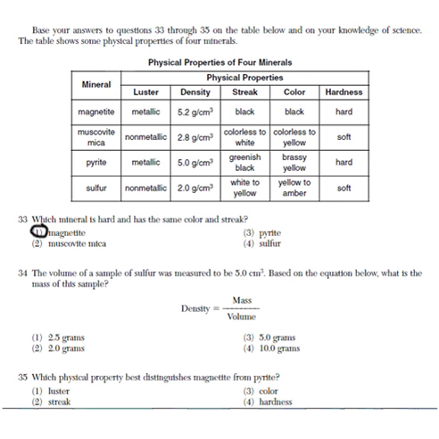Okay, so next is our density problem. The volume of a sample of sulfur was measured to be 5 cubic centimeters. Based on the equation below, what is the mass of this sample? Now, to answer this, we have to go back to the chart and see that sulfur has a density of 2 grams per cubic centimeter. So if the volume was 5, the mass would have to be twice that if you were going to divide it and get a density of 2. So the answer would have to be 10, because 10 divided by 5 would give us our density of 2.